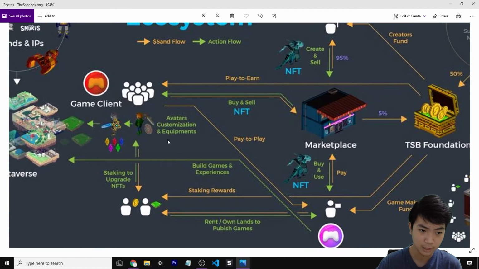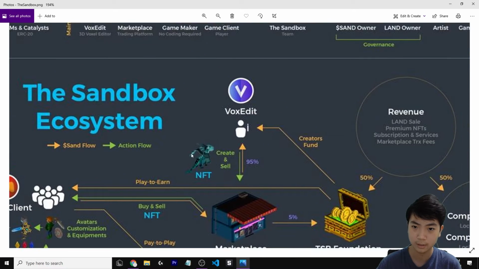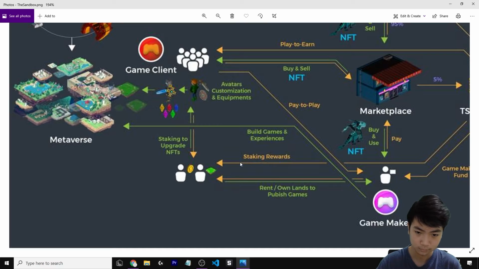And let's now take a look at these two right here. These two icons are, if we look back to the beginning, the sand owner and the landowner. So the game makers can be a landowner and a sand owner too. As you can see, there is interaction between these two, but basically what these two can do is staking to upgrade their NFTs so they can have avatars and customization and equipment and gems.